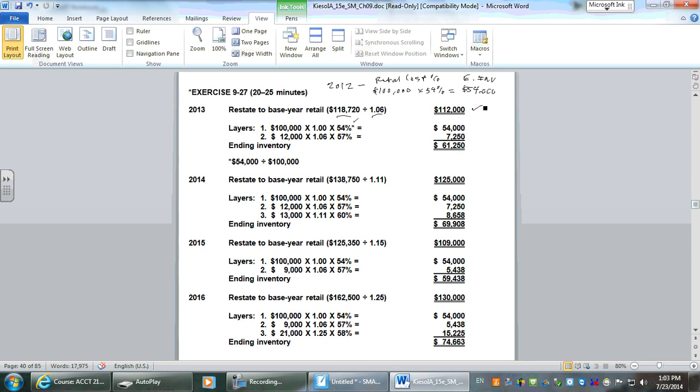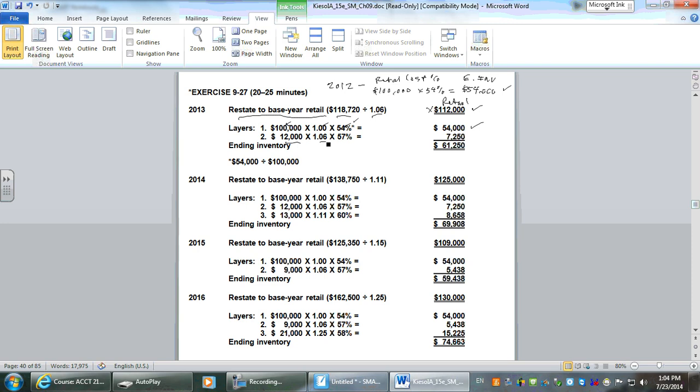We're talking about retail. This is retail over here, right? Restate to base year retail. So this is retail at base year now, right? So what's the first level? Well, it's the beginning inventory, 54,000. There it is. And they calculated it. 100, obviously, it was base year, so it's 1. At 54% is 54,000. How much additional do I have? If it's 112 at base year, and 100 was my beginning inventory, there's 12 more at base year. Everybody agree? That's all it is.